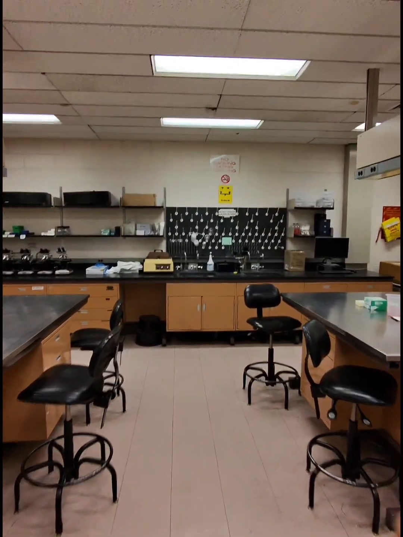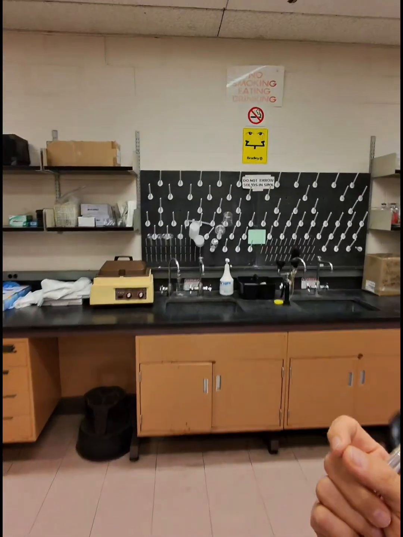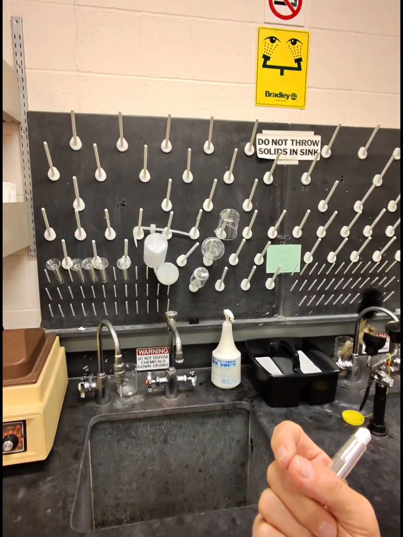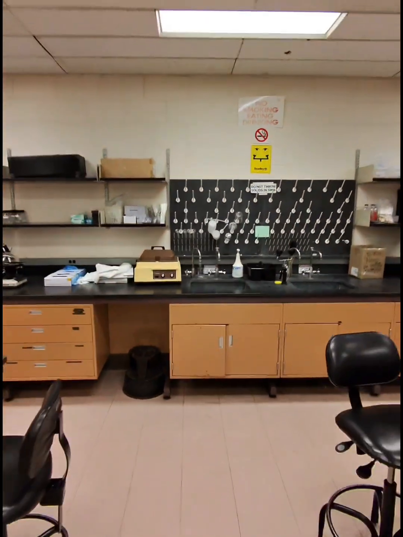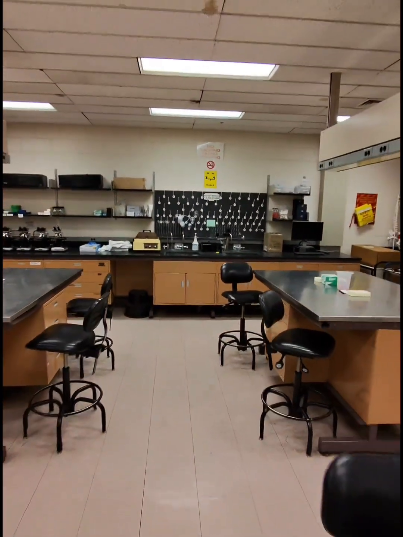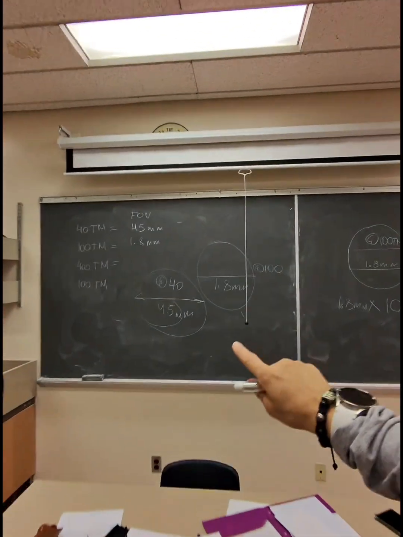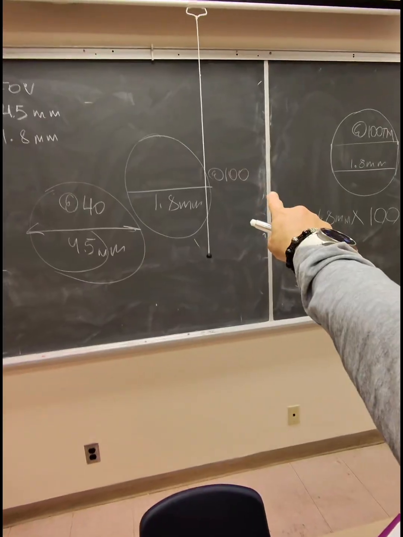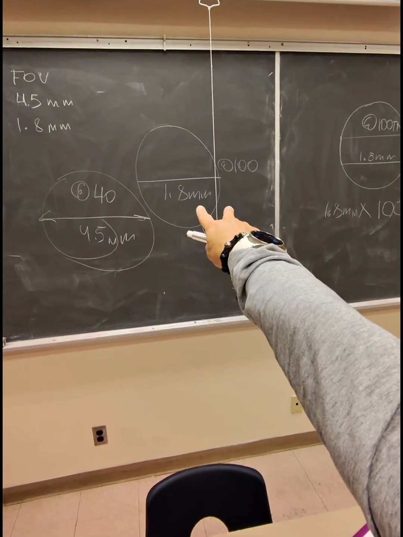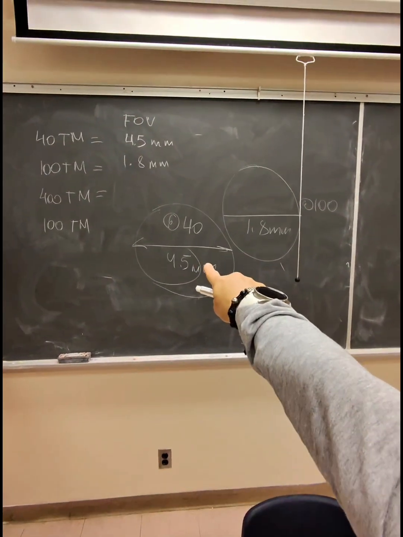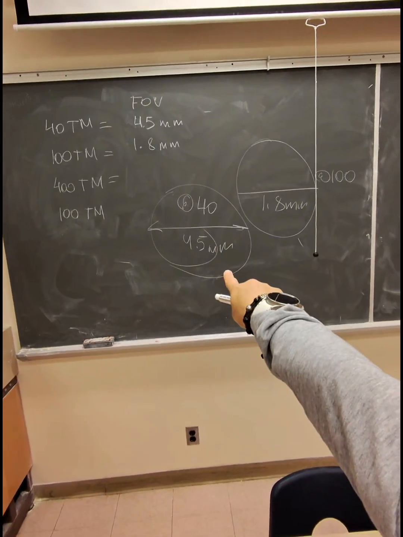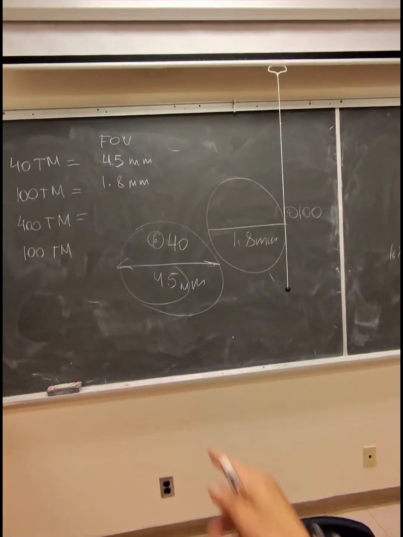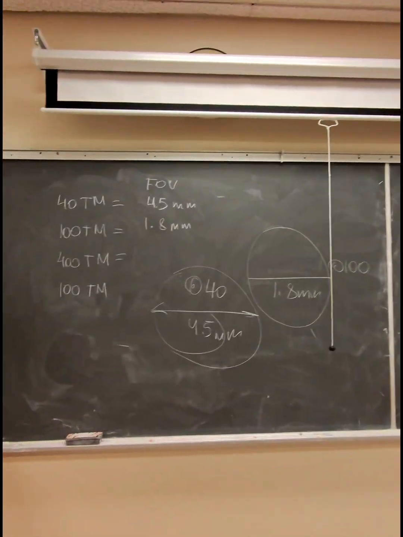So when you increase magnification, your field of view becomes smaller. When you decrease magnification, your field of view becomes bigger. You can see more stuff. Same thing is here. At total magnification 100, you can only see 1.8 millimeters, but at your low magnification, this is the scanning lens, at 40, you can see more, but your field of view becomes wider, bigger.